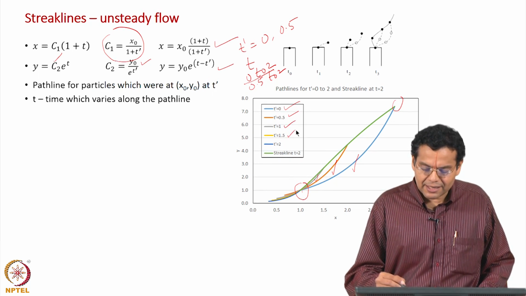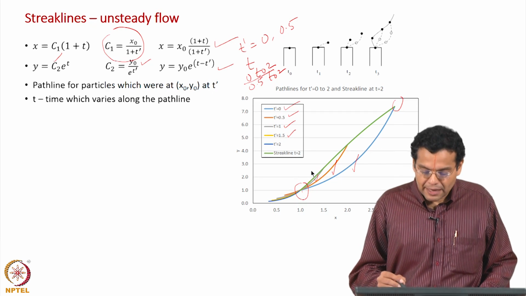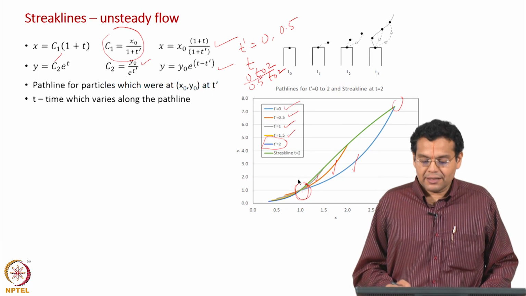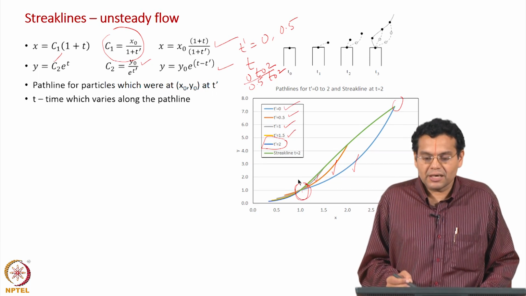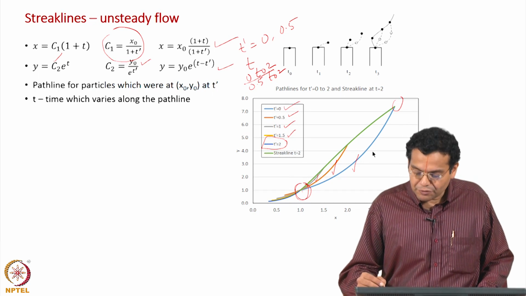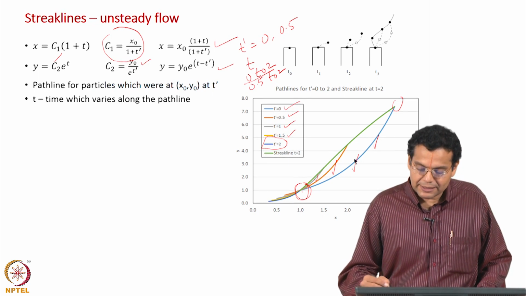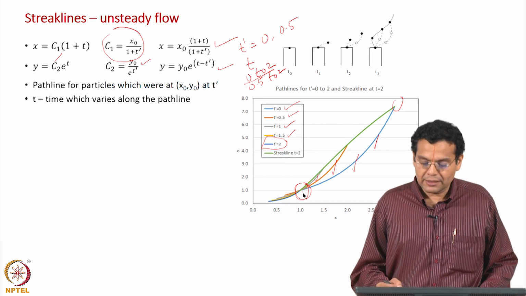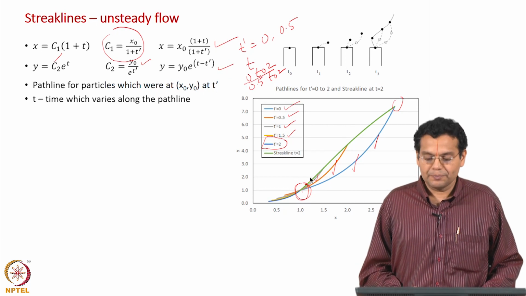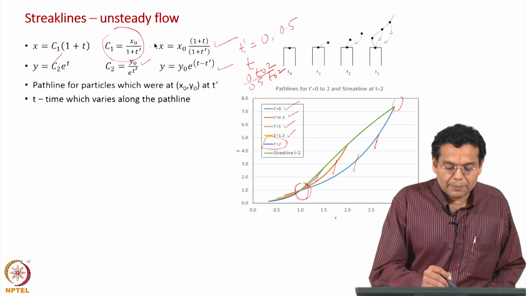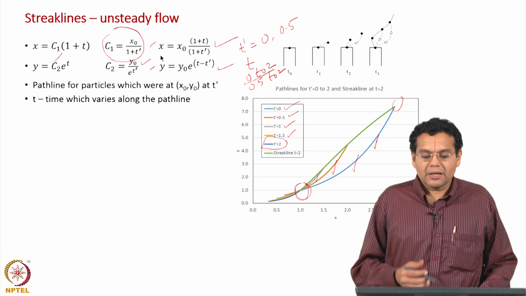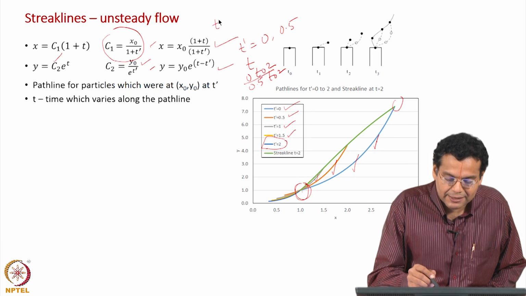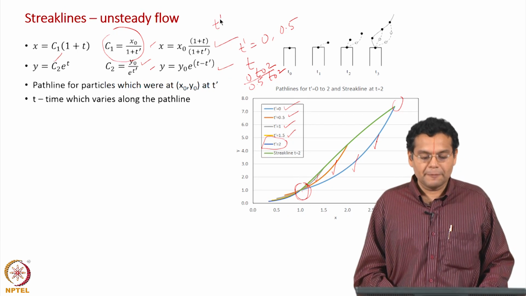This path line is not visible at this scale, and for t dash equal to 2 the particle is just entering. So it is at 1 comma 1 itself, not even just in the domain. Okay. So we have got several path lines for t dash equal to 0, 0.5, 1, 1.5 and then 2. These two represent the x and y coordinates of the different fluid particles. The difference comes from the fact that t dash varies for different fluid particles.